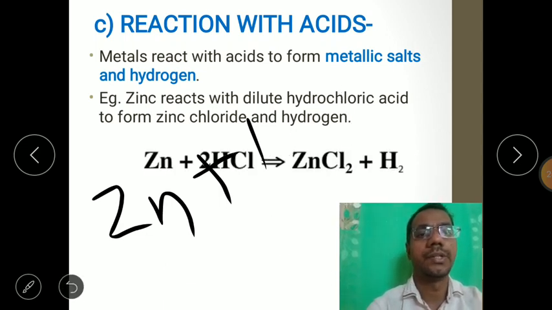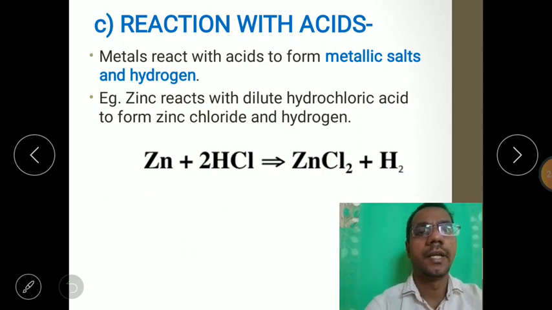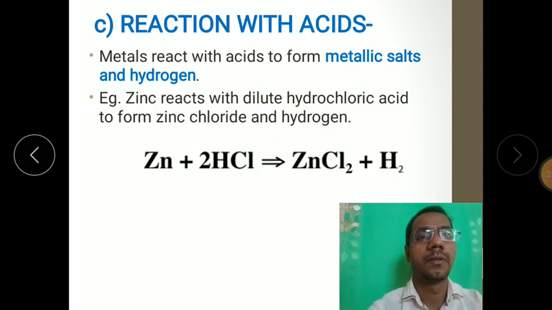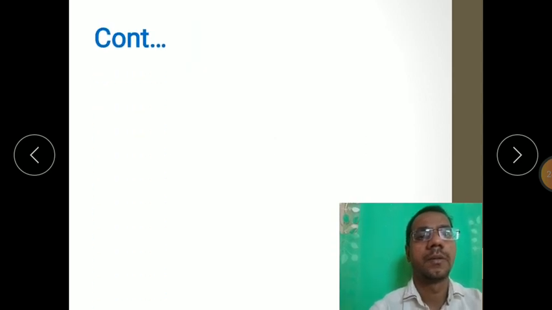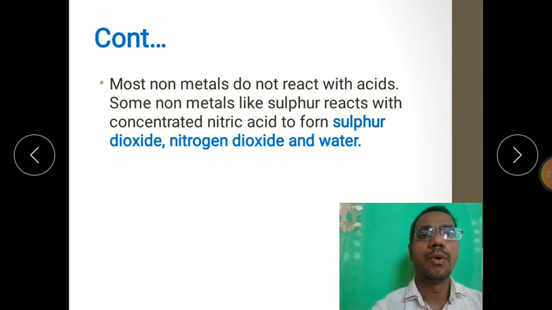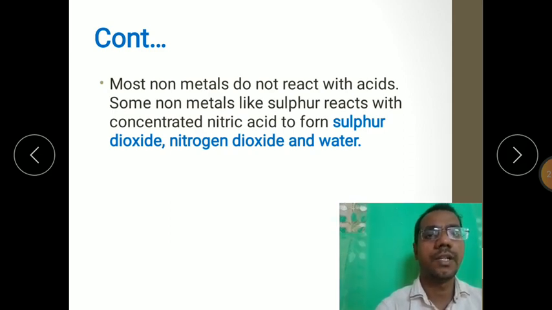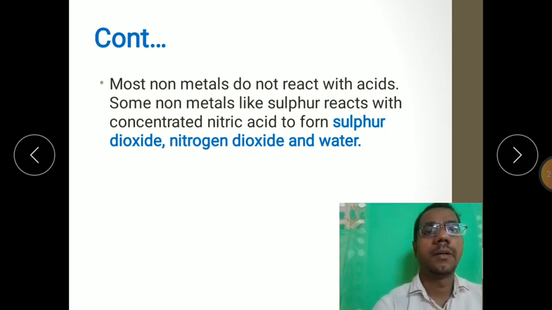You can check here, this Zn reacts with this Cl to form ZnCl2 and hydrogen gas is evolved. Most non-metals do not react with the acid. So whatever reaction we discussed is nothing but for metals only. If we compare with the non-metals, they do not react with the acids.